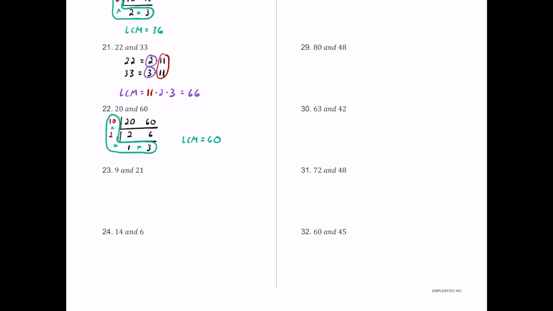For 23, we have 9 and 21. Let's try using prime factorization. So 9 is equal to 3 times 3, and 21 is equal to 3 times 7. So what do they have in common? They both have these 3's.